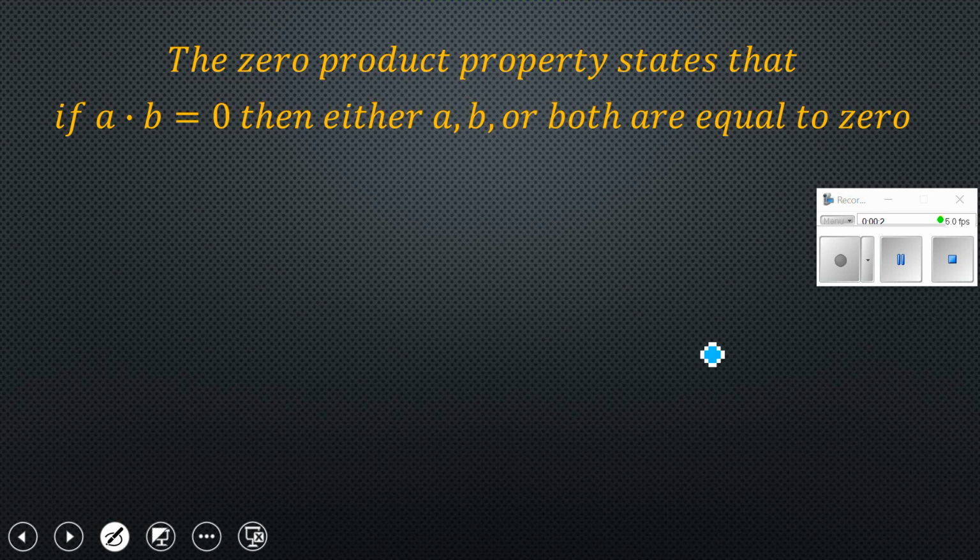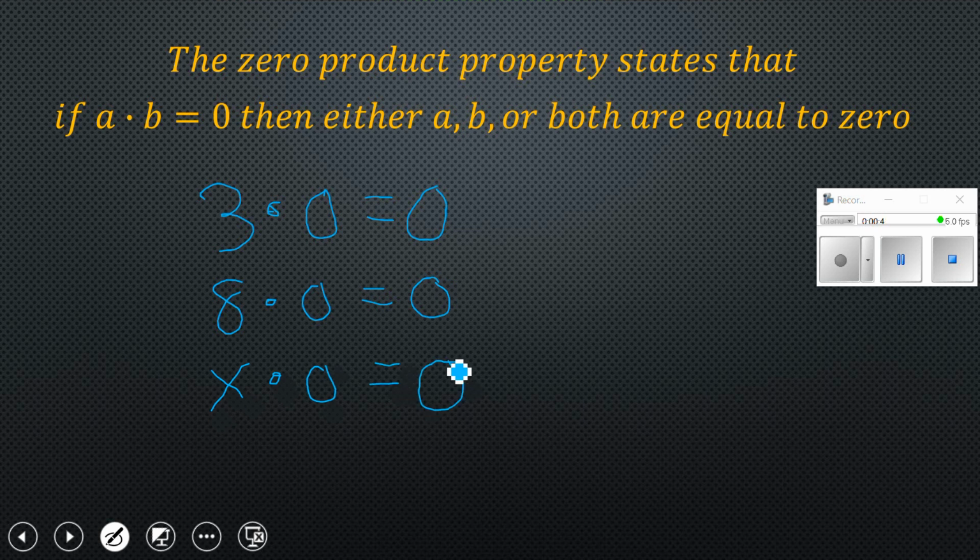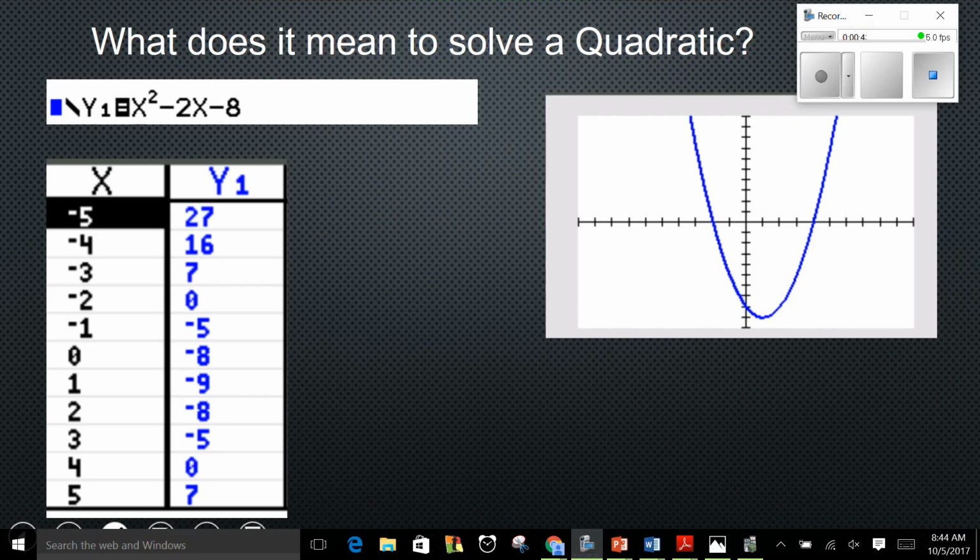Let me give you some examples. If I have 3 times 0, of course the result for that is going to be 0. If I have 8 times 0, of course the result there will be 0. Again, if I have x times 0, whatever x is, doesn't matter, my result will be 0. Now we'll use the zero product property here in just a minute with some binomials when we solve quadratics.